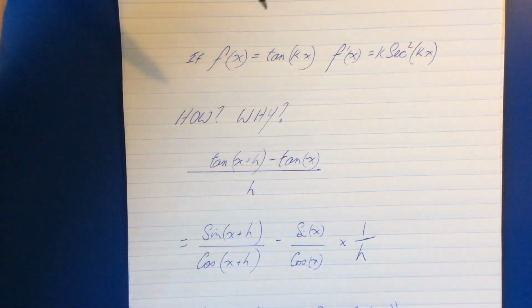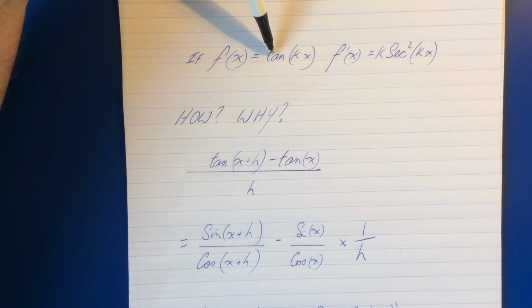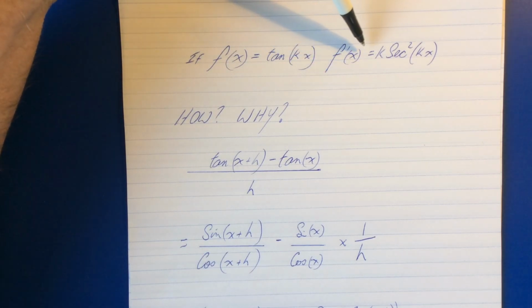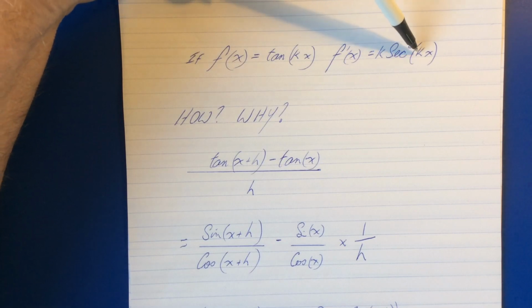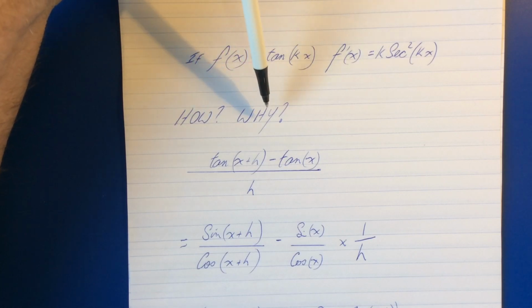Now, we're told that in general the differential of a tangent is sec squared. And you'll often see a note in textbooks that looks like this. If the function of x is tan kx, then f dash x, the derivative of x, will equal k sec squared kx. And the question obviously arises, how is this and why is this?